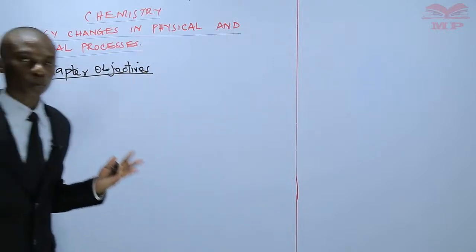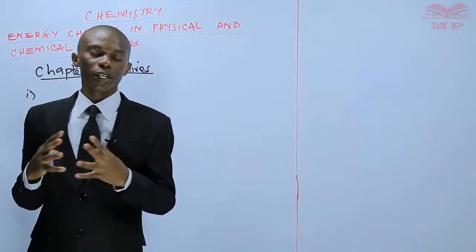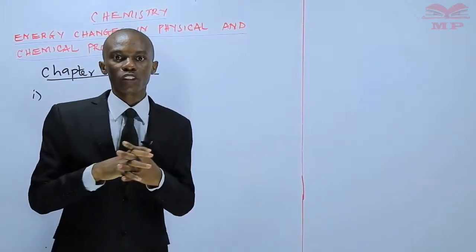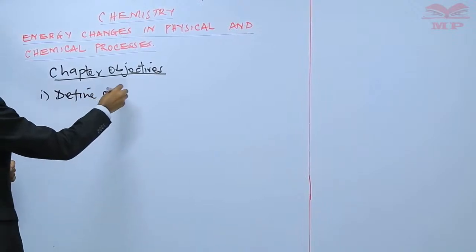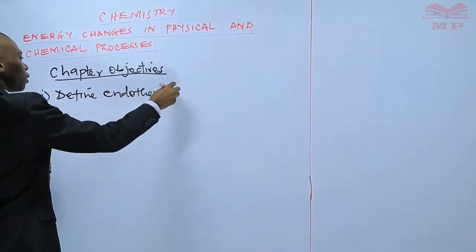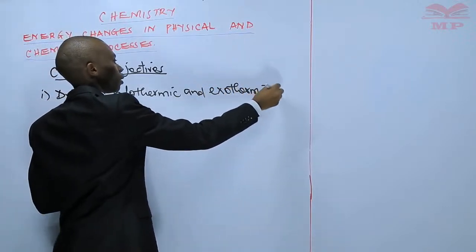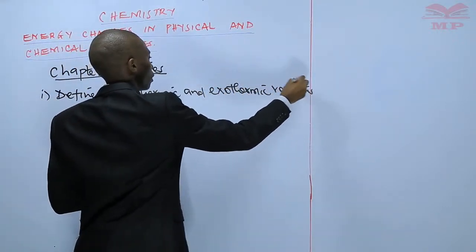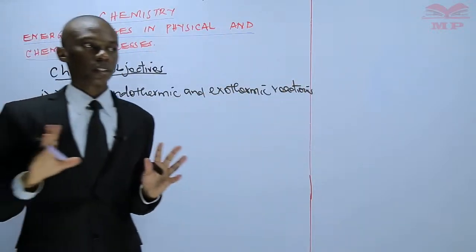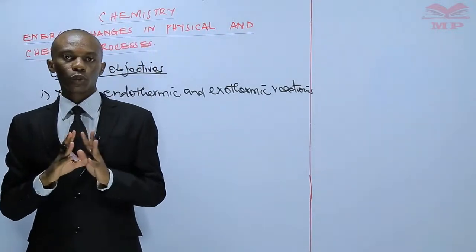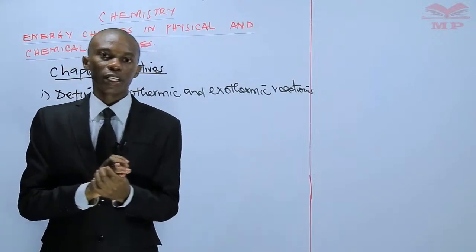Our first chapter objective, by the end of this chapter, you should be able to define endothermic and exothermic reactions. Our second objective is that by the end of this chapter also, you should be able to draw the energy level and energy cycle diagrams.